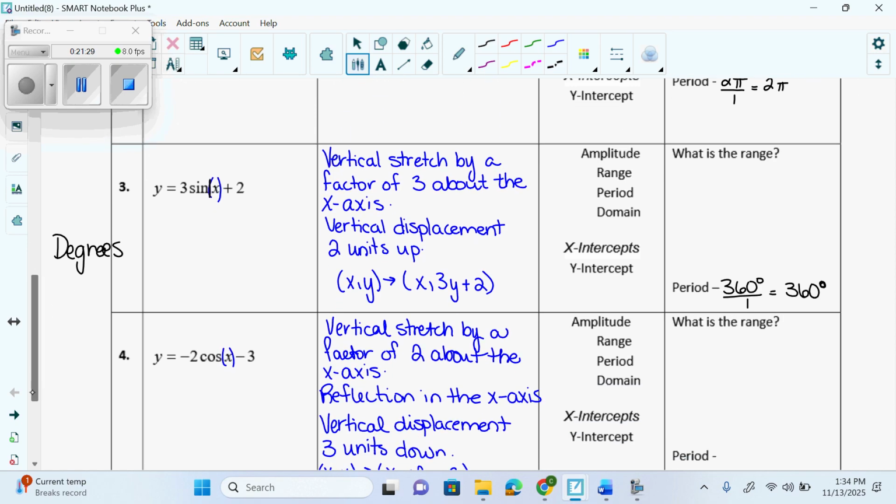What would the range be? So what's the maximum? What's my D? 2 plus my amplitude, 3, so I get 5. Then I use the amplitude again, but minus. So I go 2 minus 3, which is negative 1. The interval notation would be negative 1 to 5. Just depends on what form I ask for it.